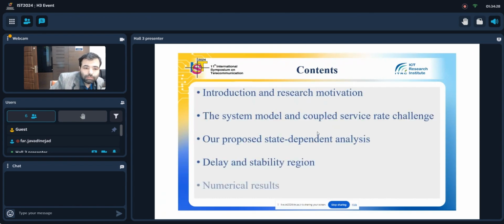In this presentation, I would go through the following. First, I would give you a brief introduction of the topic and our motivation for this research. Then I express my system model and the coupled service rate challenge that comes with this system model. Then we propose our state-dependent analysis to address that challenge. And using our proposed system analysis, we can derive some KPIs like delay and stability region. And finally, we compare our analysis with some numerical results.